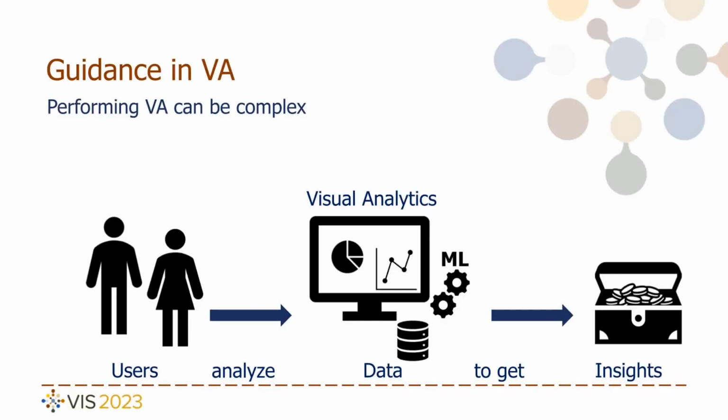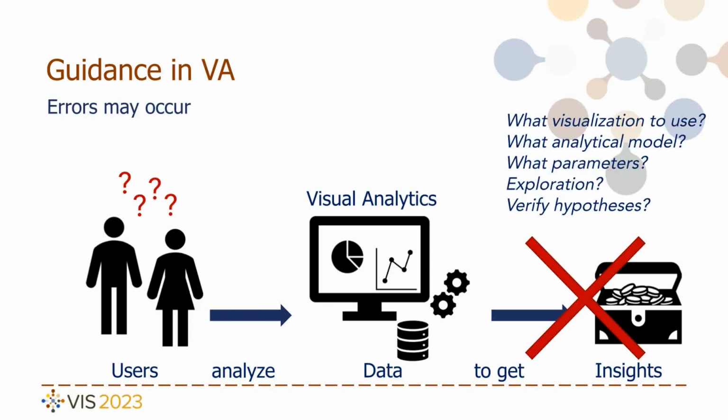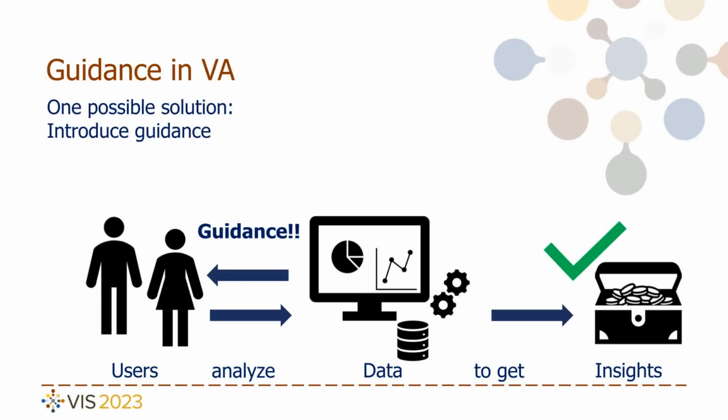Let's start from the beginning. As we all know, visual analytics can be used to get insights out of the data. However, sometimes performing such analysis can be complex. In particular, errors may occur and different types of uncertainties can affect the whole process, limiting our ability to get to the end of the analysis. For these reasons, analysts typically resort to using guidance during the analysis. The use of guidance can help to reduce the problems arising during the analysis and make the analysis successful.